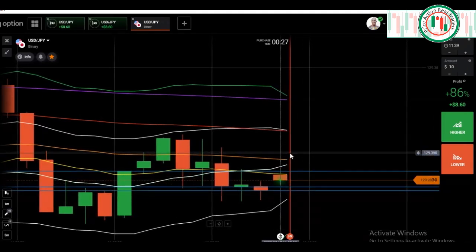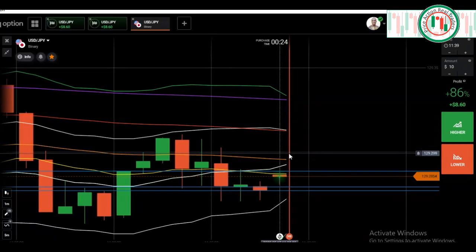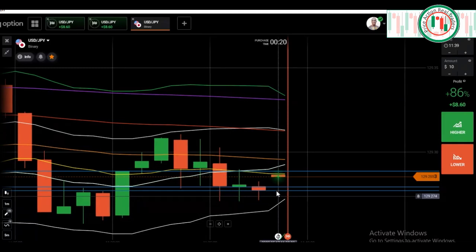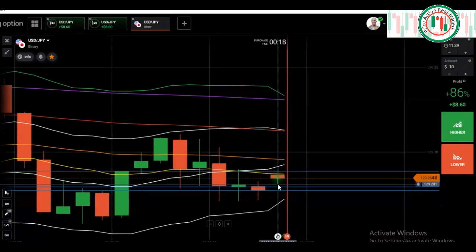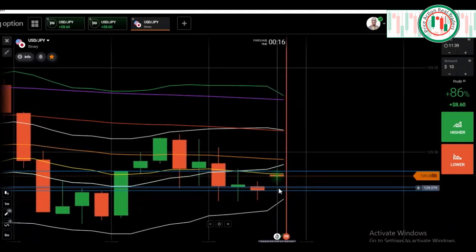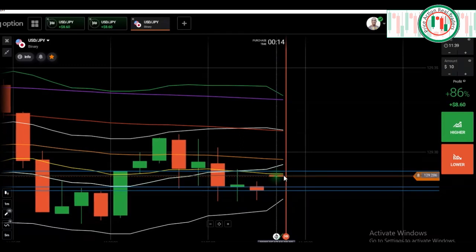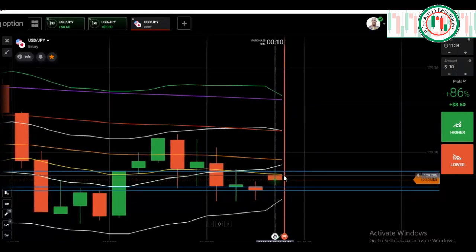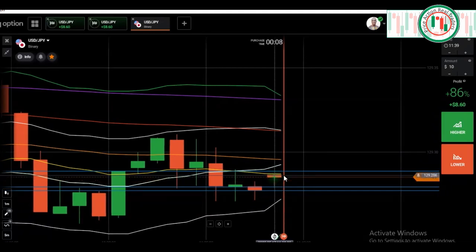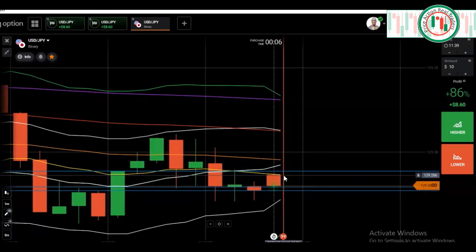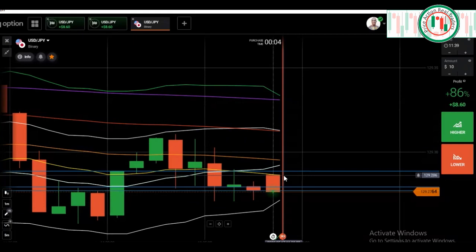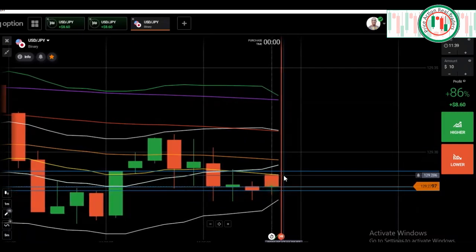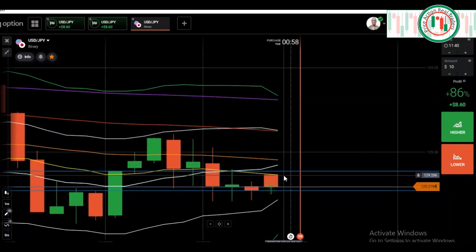You see gap up, so I will wait because of this gap, and you see rejection from this level. So let's wait and see. Let's wait for the next candle, because of the gap up.